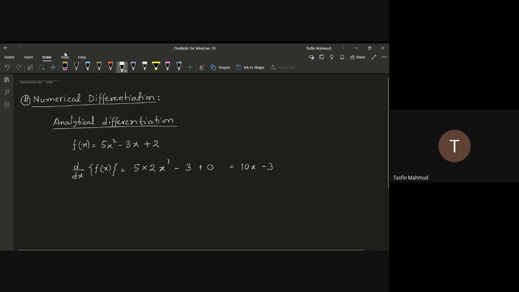Okay. So we are getting an expression of the derivative. And let's say we have been asked to determine the derivative at some point. Let's assume we have to calculate this derivative for x equals 3. After getting the expression, we can put the value of x here, right? So we put the value of x as 3 here. So 10 times 3 minus 3, and then we will get 30 minus 3, or 27. This type of approach is called the analytical approach, where we get a certain expression.